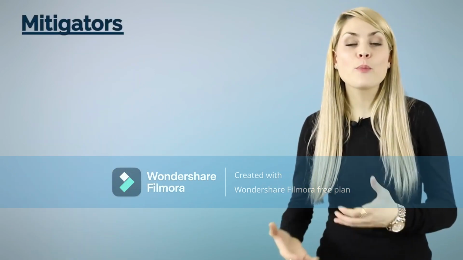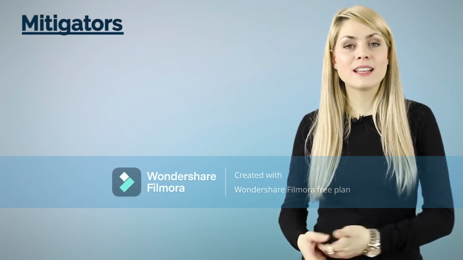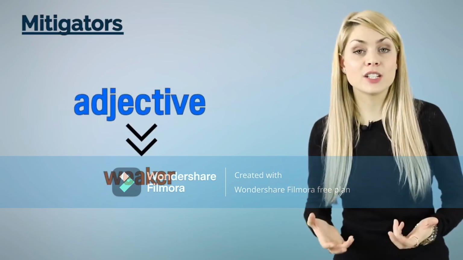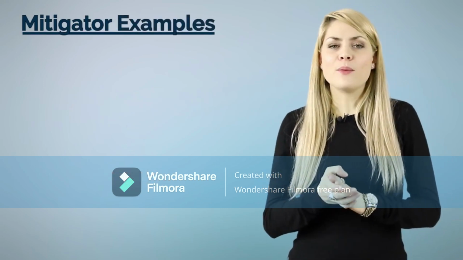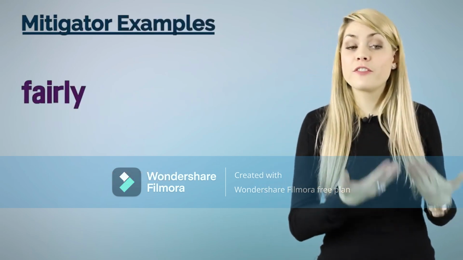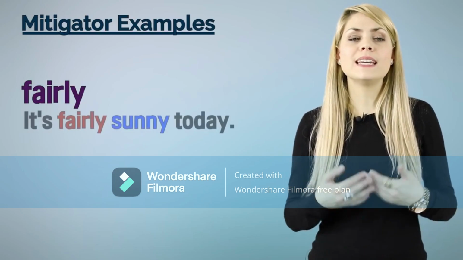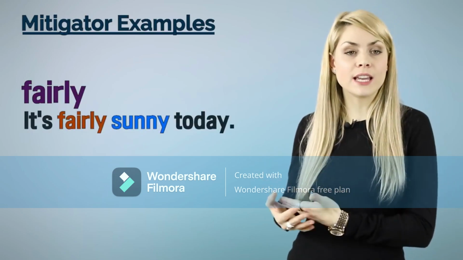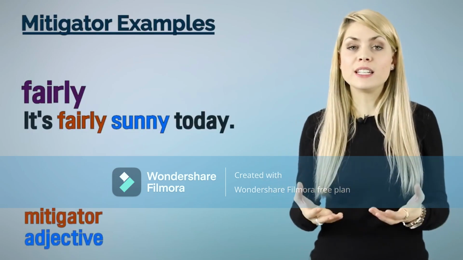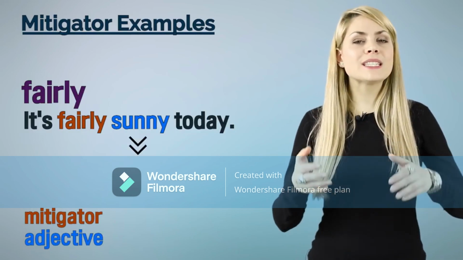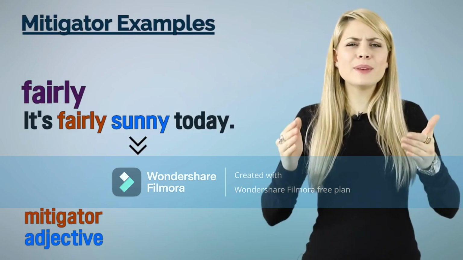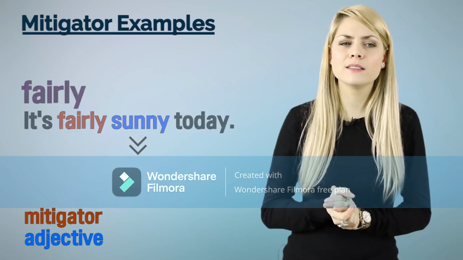Mitigators are the opposite of intensifiers. They weaken the adjectives. Let's look at a few examples. Mitigators include fairly. For example, it's fairly sunny today. The adjective sunny is weakened by the mitigator fairly. So it's not sunny, it's a bit less than sunny.